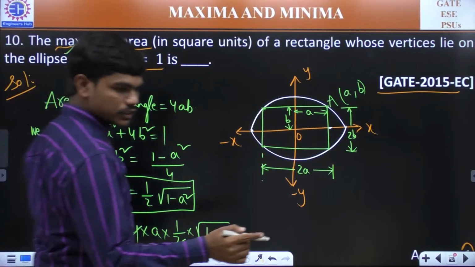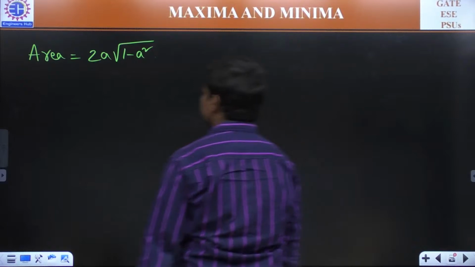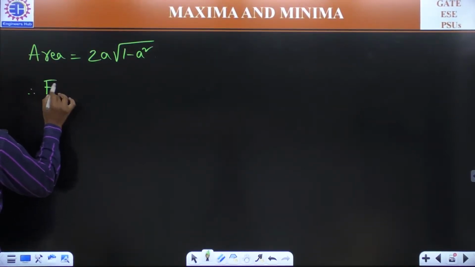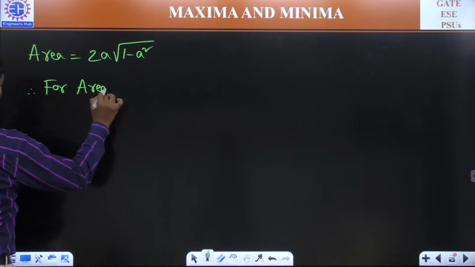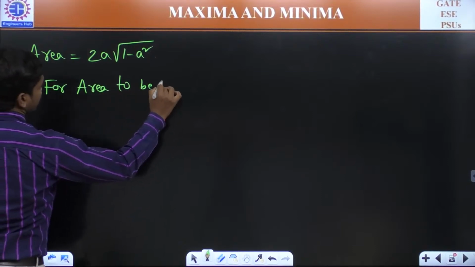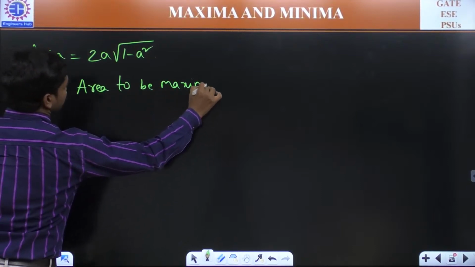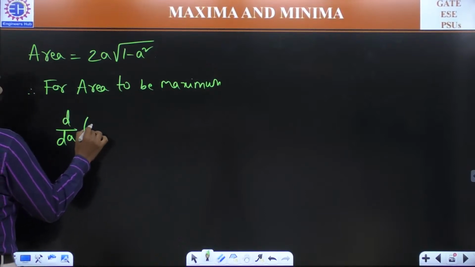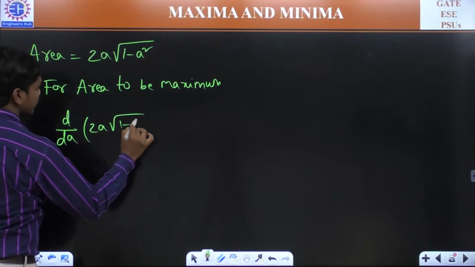Answer is 0, 1, 0.5. People are telling different answers, so let me solve. Therefore, for area to be maximum, it's a single variable function. So let us differentiate. d by dA of 2A into root of 1 minus A square has to be 0.